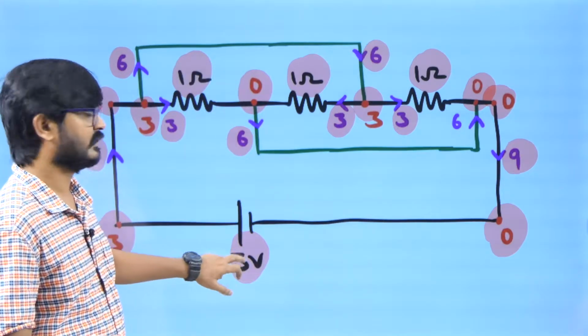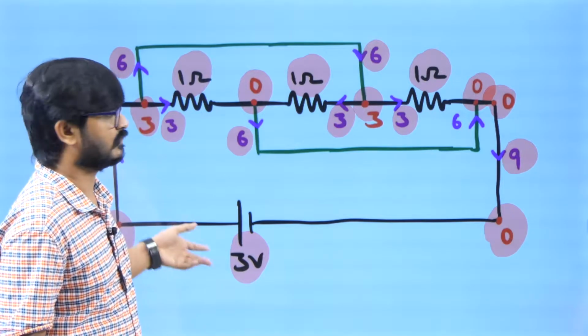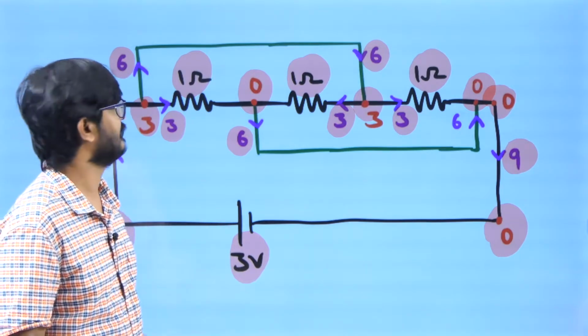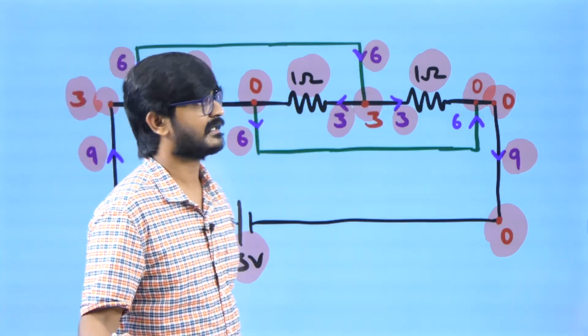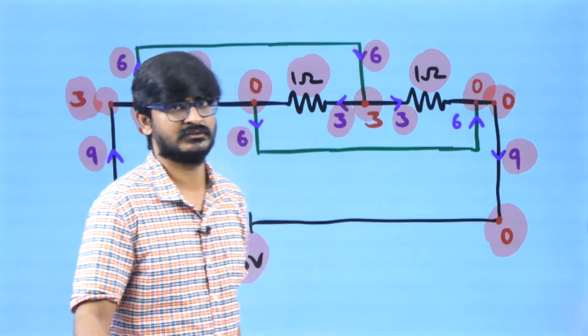So what is the battery voltage? Battery voltage is 3 volt. How much current is it giving? 9. So what will be the resistance it will be feeling? 3 by 9, 1 by 3. The other way of saying it is, these 3 will be in parallel, because you can see that this is between potential 3 and 0, 3 and 0, 3 and 0, right?